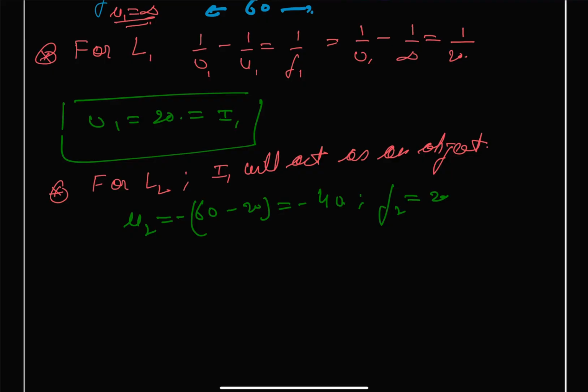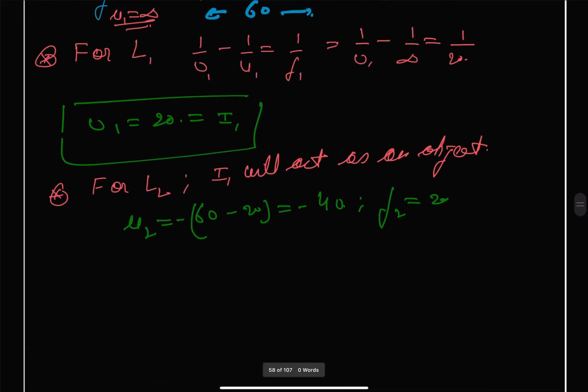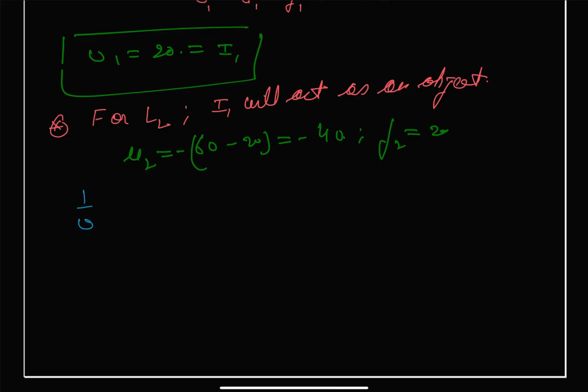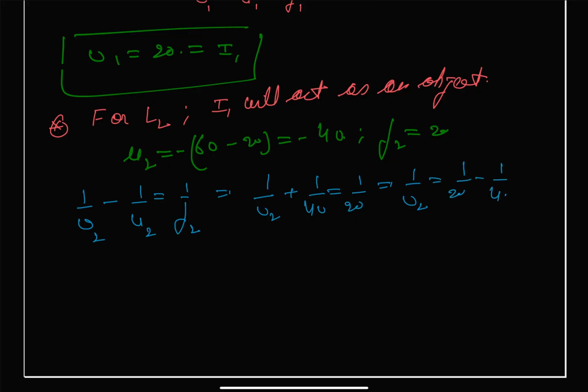So once again we are going to use the lens maker formula, and we can write that 1 upon v minus 1 upon u is equal to 1 upon f, and 1 upon v2, this comes as plus 1 upon 40 is equal to 1 upon 20, giving us 1 upon v2 is equal to 1 upon 20 minus 1 upon 40. And 40 will be our LCM, so this becomes 2 minus 1, so this will be 1 upon 40. So we get our v2 is equal to 40 centimeters.